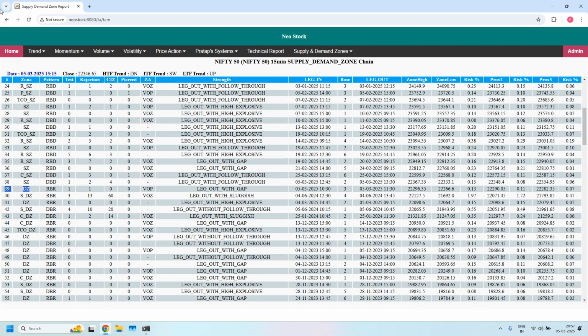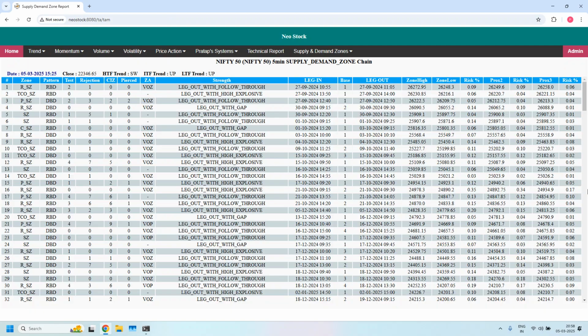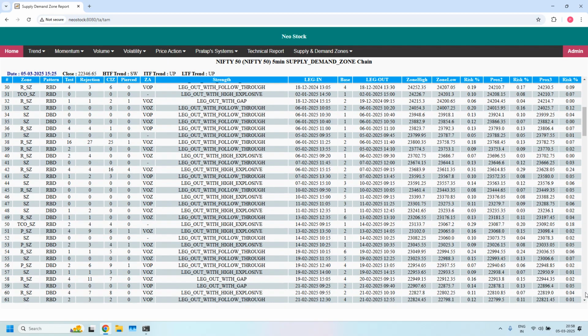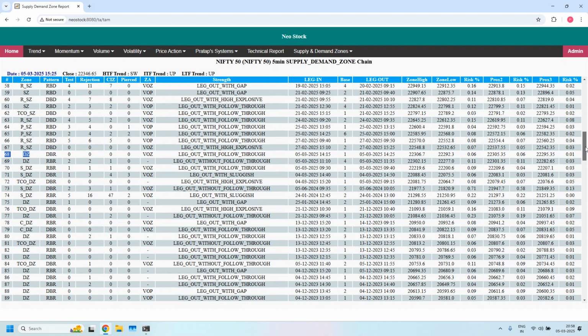Okay, next 5 minutes supply demand zone chain for Nifty. This is 5 minutes supply demand zone chain. All are supply zones. I am scrolling the list down until we get demand zones. Okay, here 68 we have the nearest demand zone to the current closing price. Let me put it in the center.